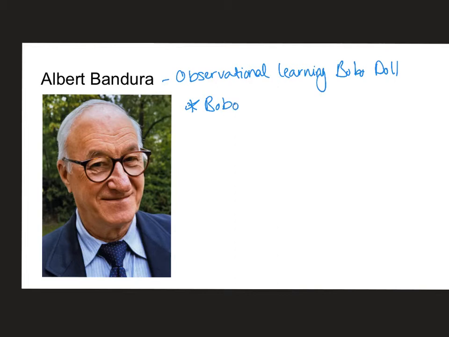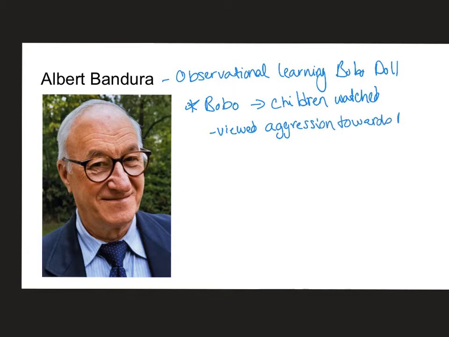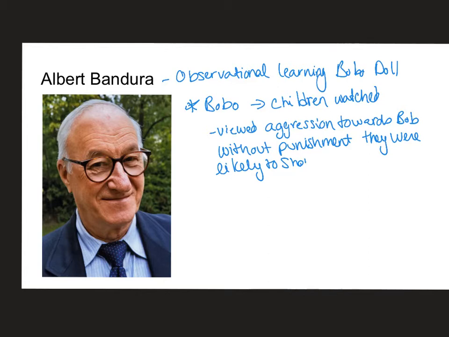So took Bobo, had children watch, if they viewed aggression towards Bobo without punishment, they were more likely to show aggression towards Bobo. Now, part of why this happens is because of mirror neurons.